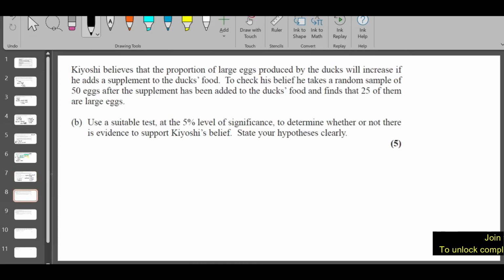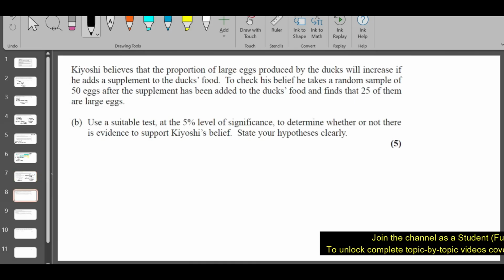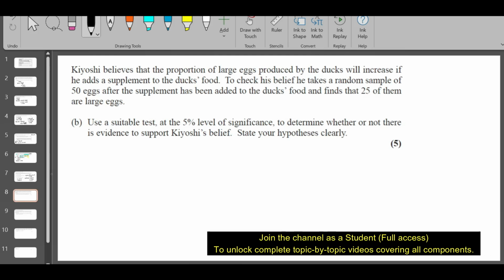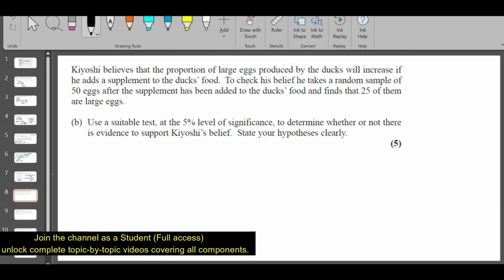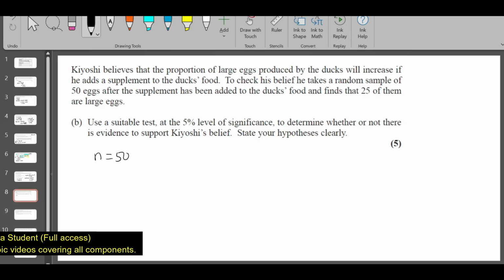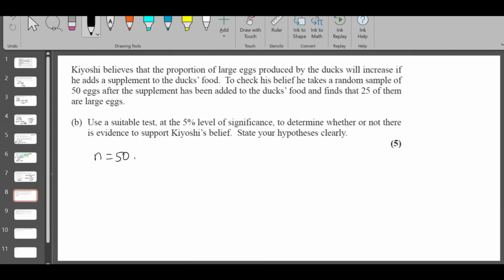He or she believes that the proportion of large eggs produced by the ducks will increase if he adds a supplement to the duck's food. To check his belief, he takes a random sample of 50 eggs, so n is equal to 50, after the supplement has been added to the duck's food and finds that 25 of them are large, that's the observed value. Use a suitable test with 5% significance level to determine whether or not there is evidence to support his or her belief. State your hypotheses clearly.